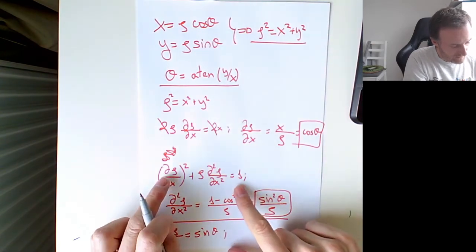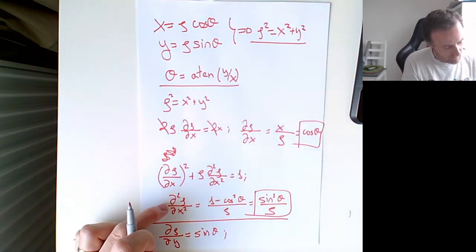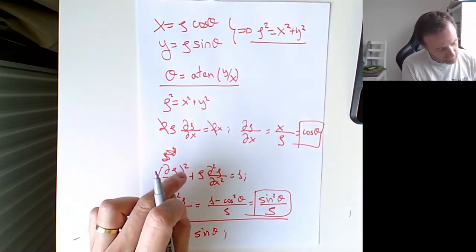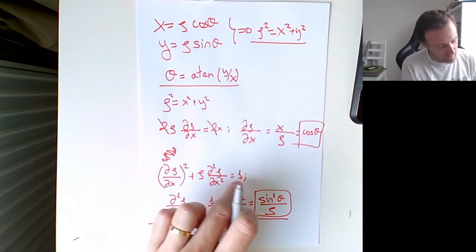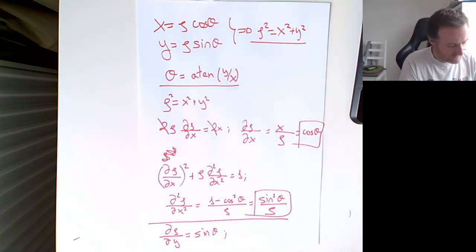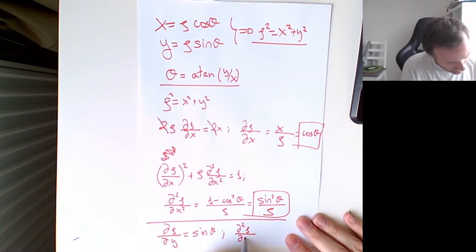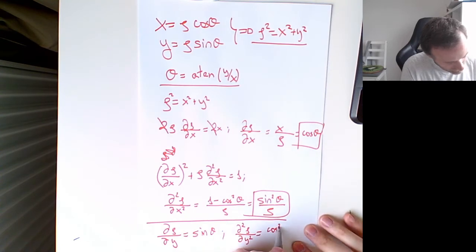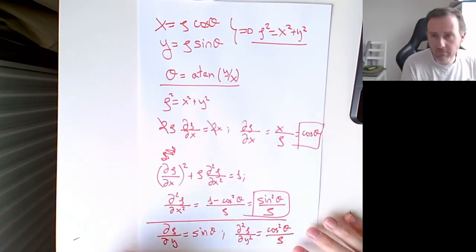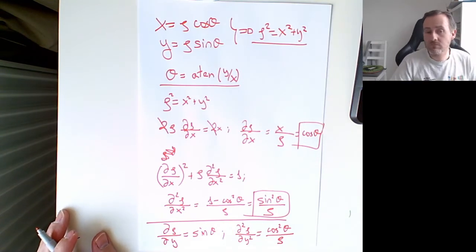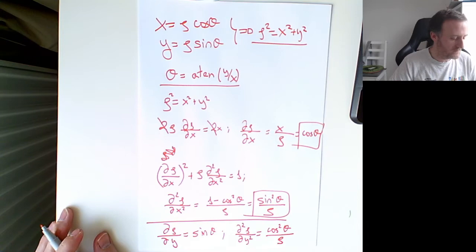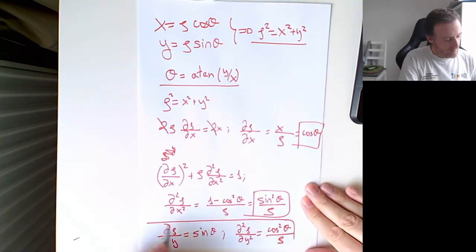Now when we come back here, the partial derivative with respect to y, this will be sine squared, so 1 minus sine squared, so we get cosine squared. So the second partial derivative of rho with respect to y will be cosine squared theta over rho. Fantastic, isn't it? Very good. Now theta.